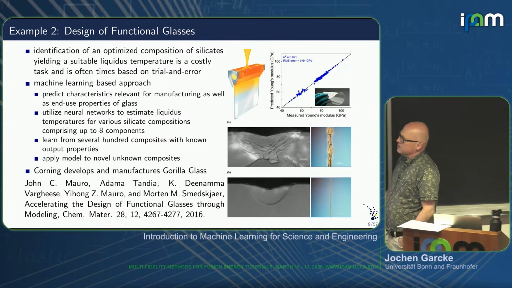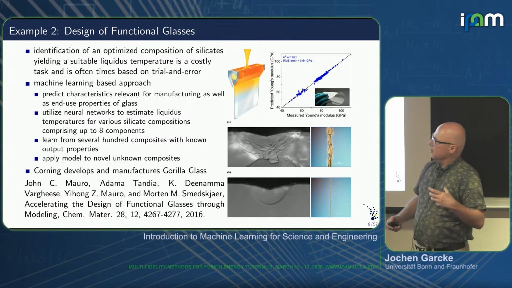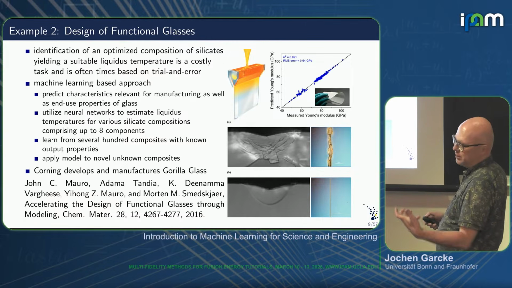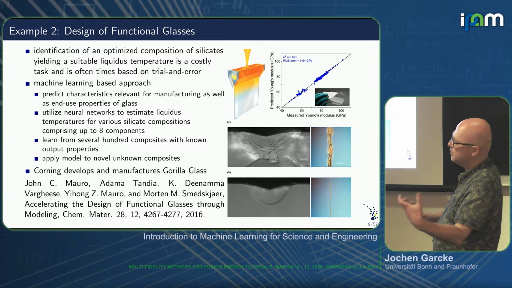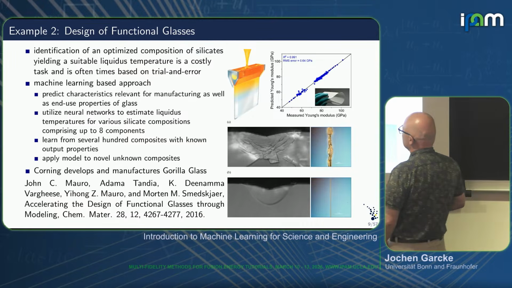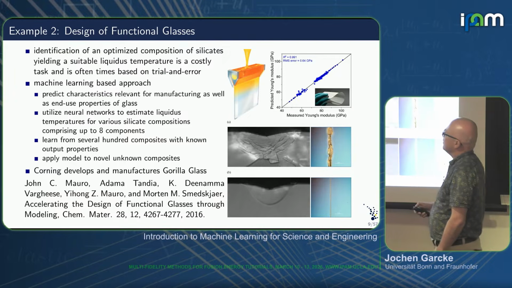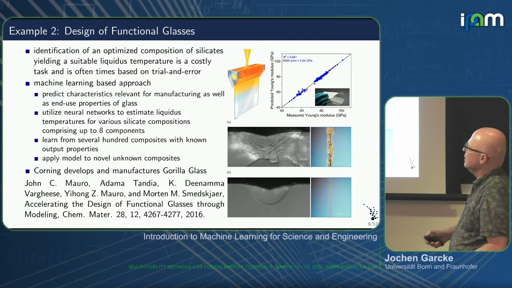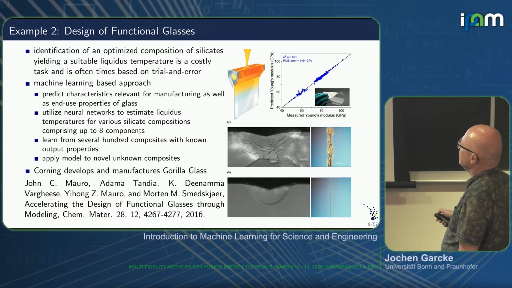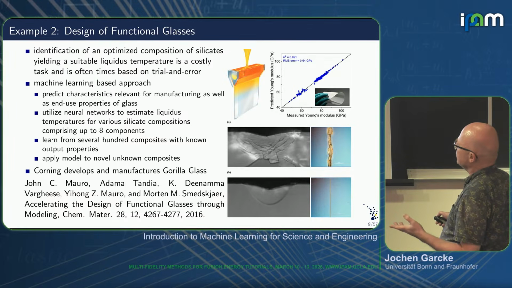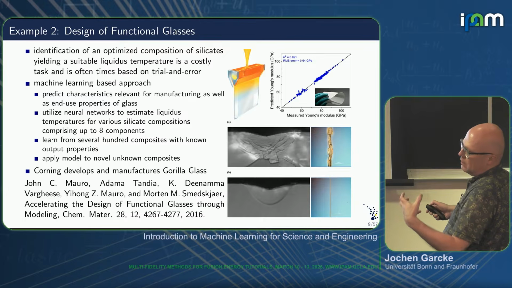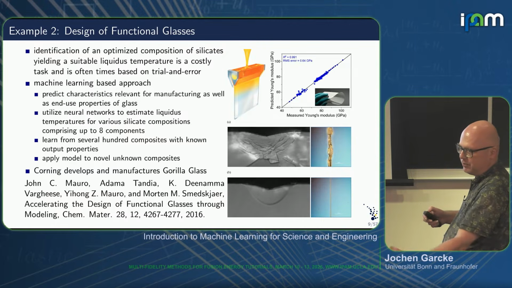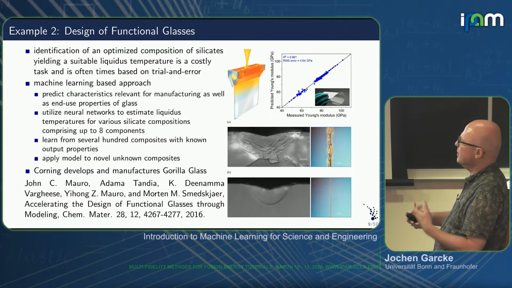One of the first examples where deep machine learning or deep learning neural networks were used in engineering to design something new, I found this example for finding new glass types. So they were after an optimized composition of silicates to define the glass. And this is typically an engineering task. You have to try different things.